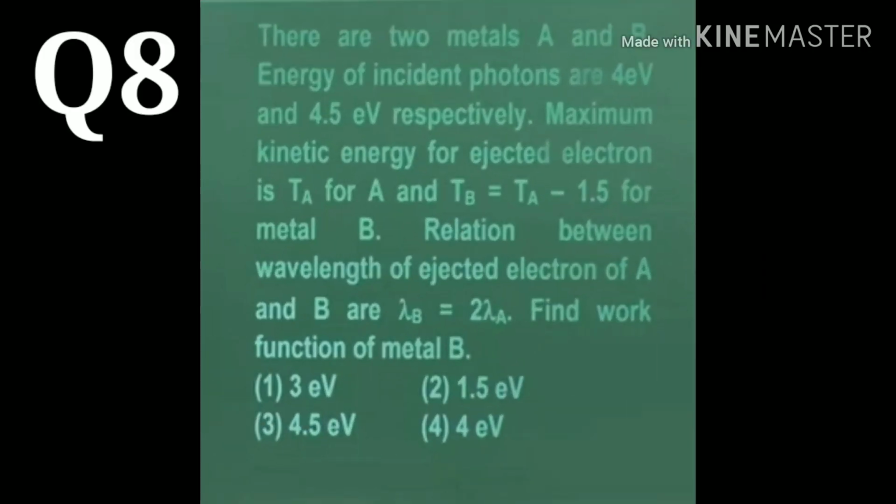Question number 8. There are two metals A and B. The energies of incident photons are 4 electron volt and 4.5 electron volt respectively. The maximum kinetic energy of the ejected electron is Ta for A, and Tb is equal to Ta minus 1.5 electron volt for metal B. The relation between the wavelengths of the ejected electrons of A and B is lambda B equal to 2 times lambda A. Find the work function of B.